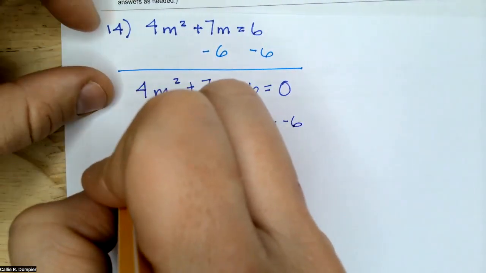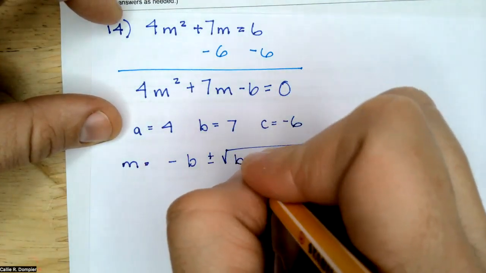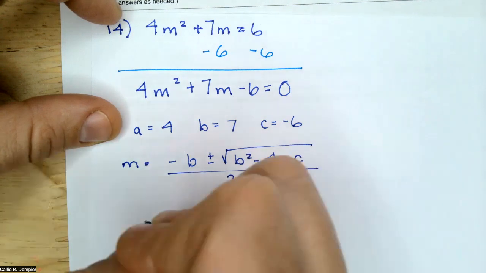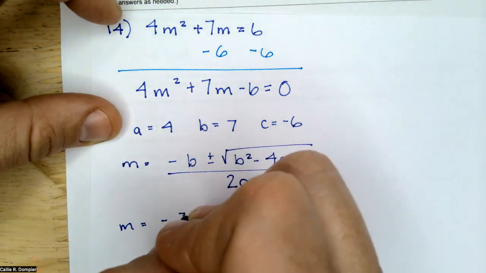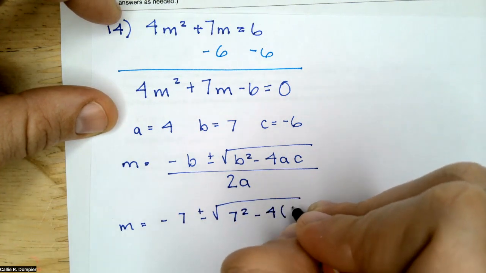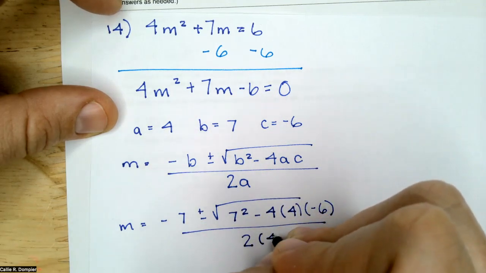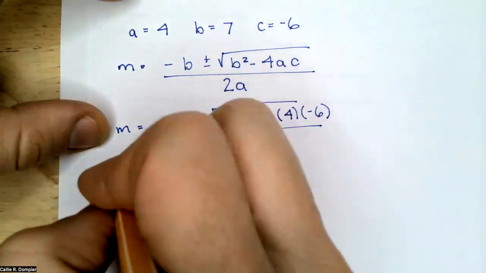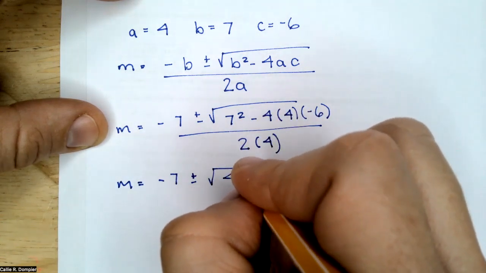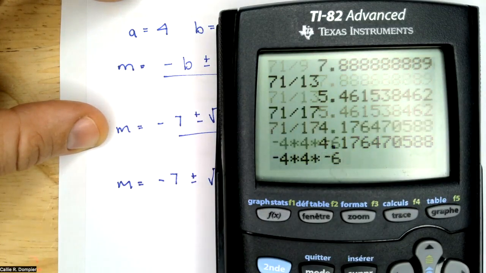So we have m equals negative b plus or minus the square root of b squared minus 4 times a times c over 2 times a. Negative 7 plus or minus the square root of 7 squared minus 4 times negative 6 over 2 times 4. Negative 7 plus or minus 7 squared is 49. Negative 4 times negative 6 is 96.